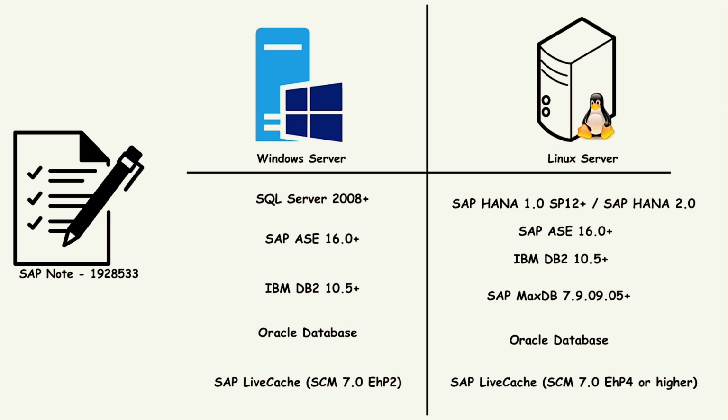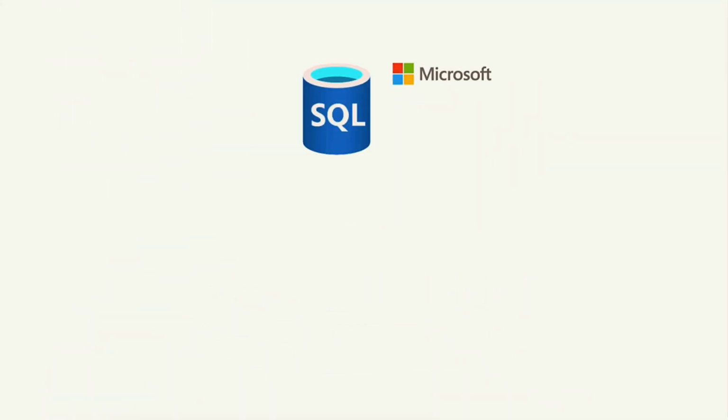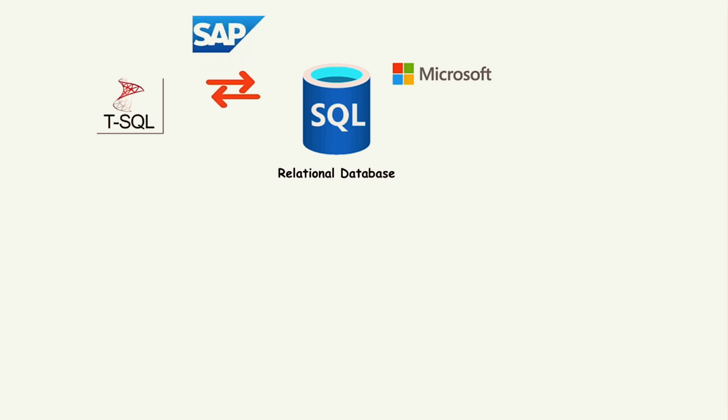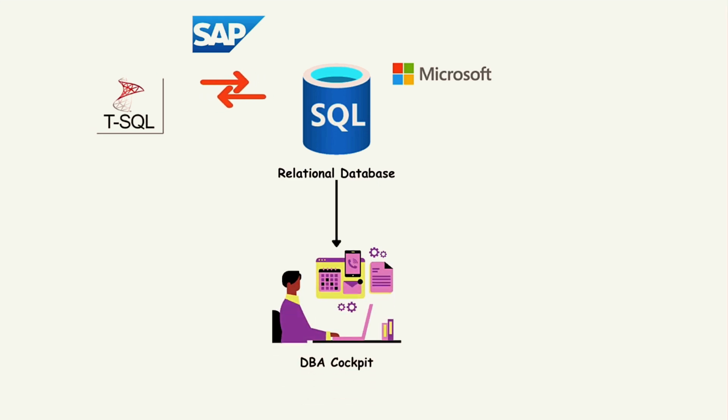Now we know what are the specific databases which are supported on Windows and Linux platforms as well as Oracle platform. Let's understand SQL Server a bit more. What is SQL Server? SQL Server, as we know already, is a relational database management system developed by Microsoft. It uses Transact SQL or T-SQL for querying and managing data. It includes SAP specific features and optimizations for better integration. SQL Server can be integrated with SAP tools like DBA Cockpit for database administration and monitoring.